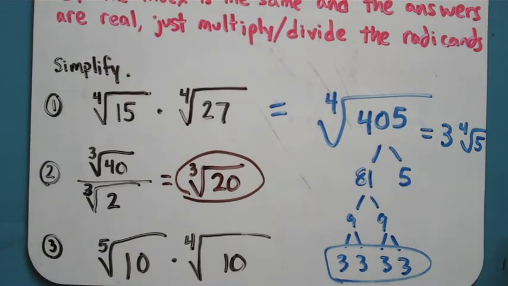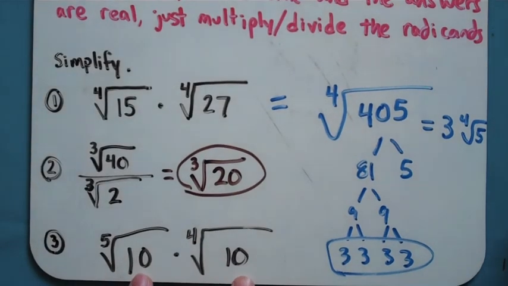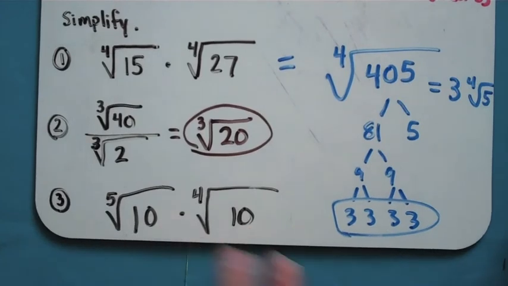And in our final example, we have the 5th root of 10 times the 4th root of 10. Even though the number on the inside is the same, that's fine, but the index is different. You do not combine these. This right here would be how you leave your answer. There's nothing you can do with that one. Just leave it like you see it.